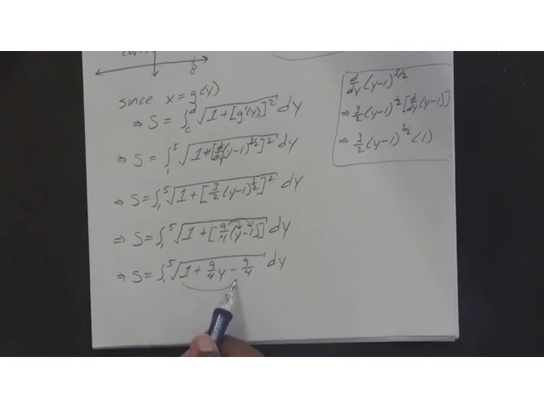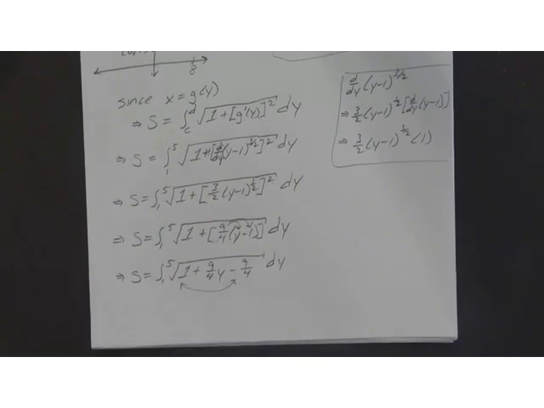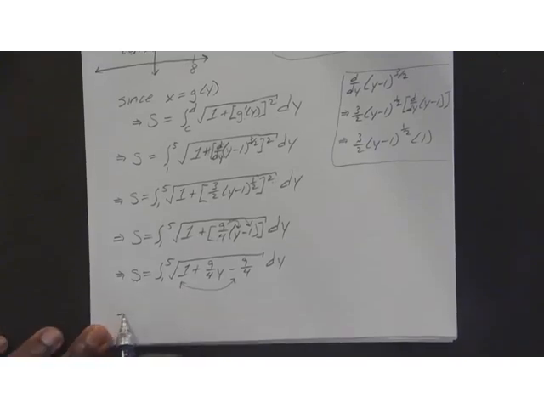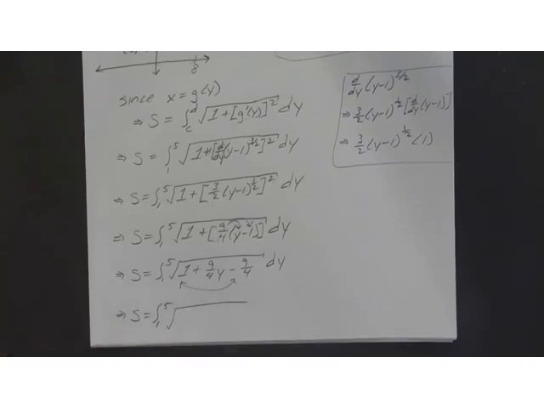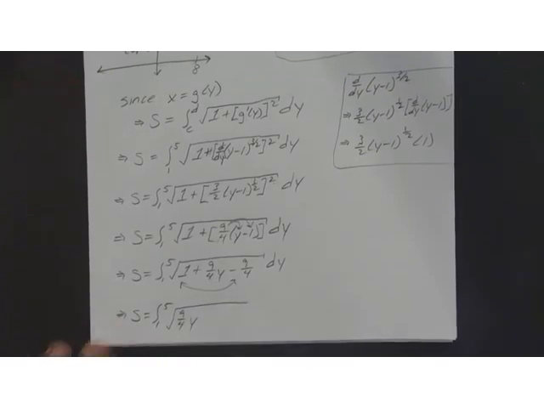Okay, so we can go ahead and combine our two constant terms. So we have the integral from 1 to 5 times the square root of 9/4 times y. And we have 4/4 minus 9/4, which is negative 5/4, with respect to y. And we can go ahead and continue this on the next page.